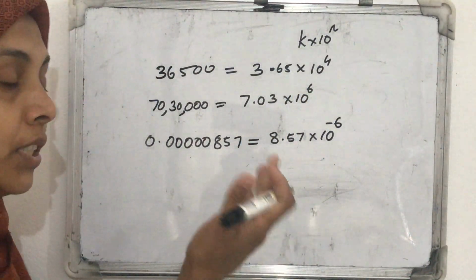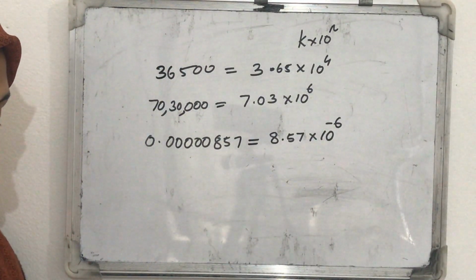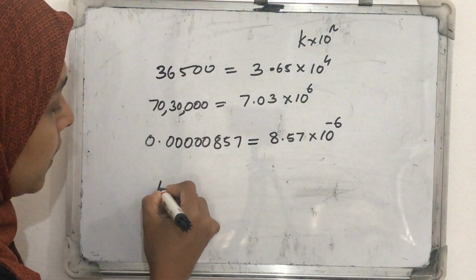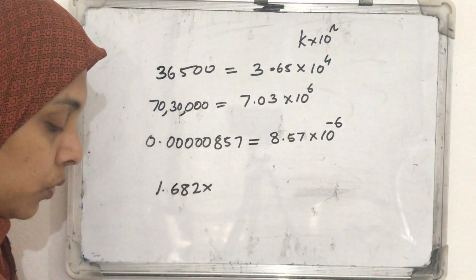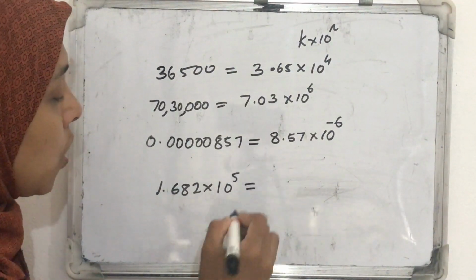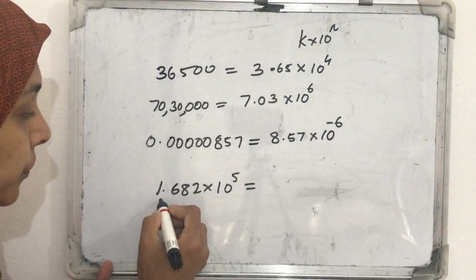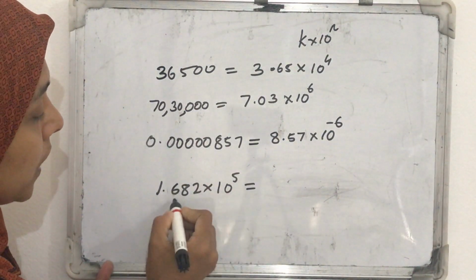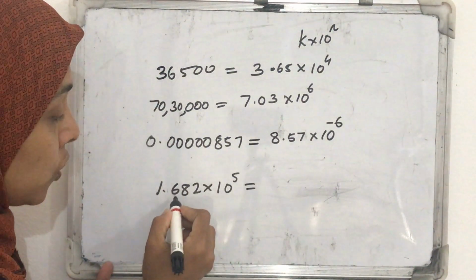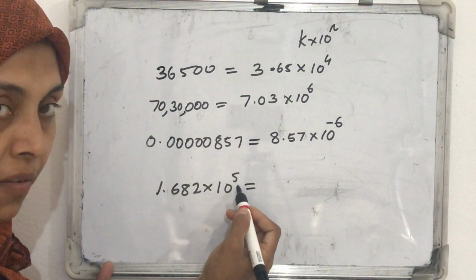Okay, then we can write its reverse also as expanded form. That you can do as in the question: express the following in expanded form. One example you can write, 1.682, that is question number 5b, into 10 raised to 5. How can we write this in expanded form? Here we are writing the number in the normal way. Then we want to move the decimal point. How many places to the right side? 5 places, because the power is 5.